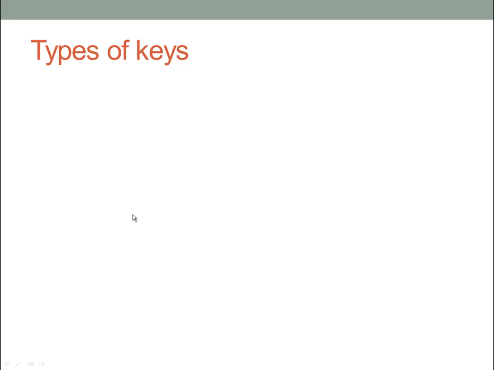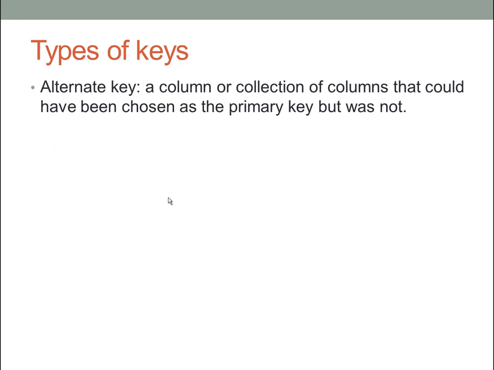Remember, there are different types of keys, and they begin to talk about some of the keys. Again, this is mostly review, but on pages 186 and 187 they talk about this. Remember, we have something called an alternate key, a column or collection of columns that could have been chosen as the primary key but wasn't chosen.